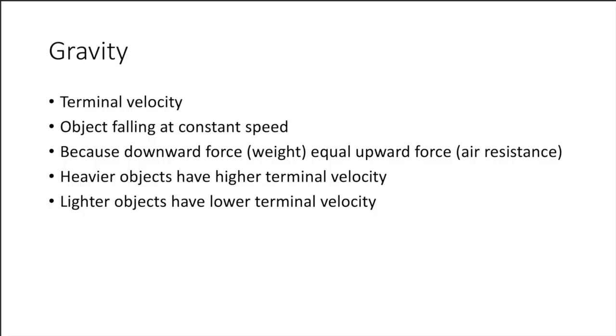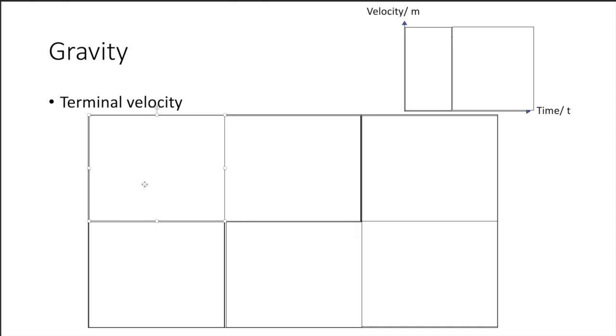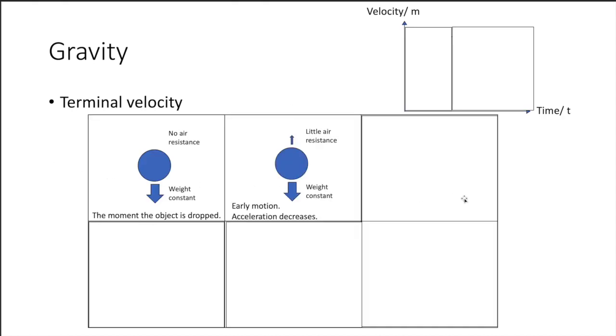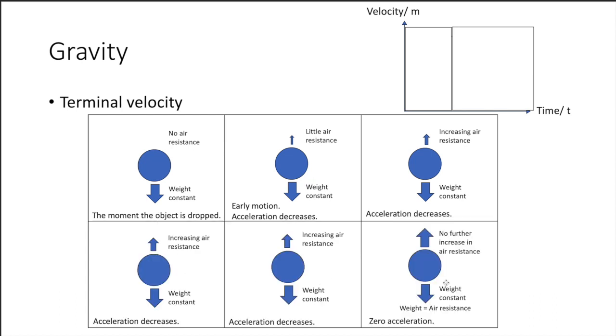And once an object experiences a sufficient amount of upward air resistance, the upward force is equivalent to the downward force. We would say that the object has reached terminal velocity, so it's falling at a constant speed.